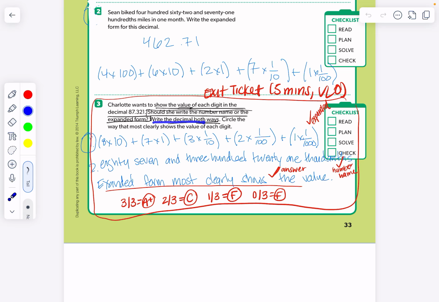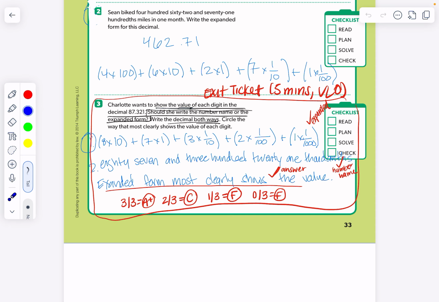Then they say write the decimal in both ways. Circle the way that most clearly shows the value of each digit. So let's focus on writing it both ways. So first, expanded form. Students will get a check if they can write it in expanded form. Students will also get a check if they can write the number name or the word form. And then the last point that they will get is to say whether she should write the number name or expanded form in order to show the value of each of the digits.